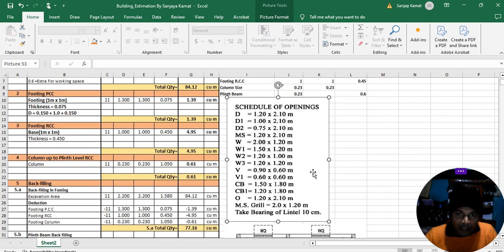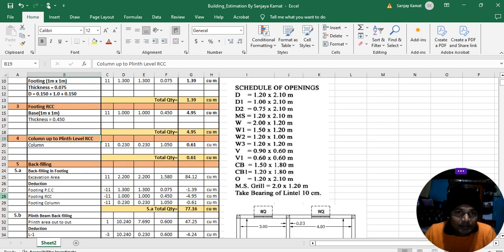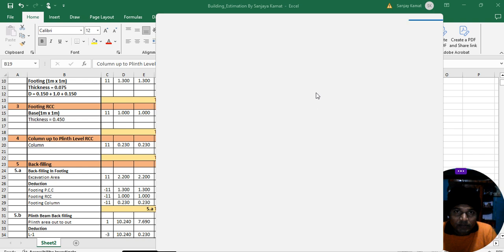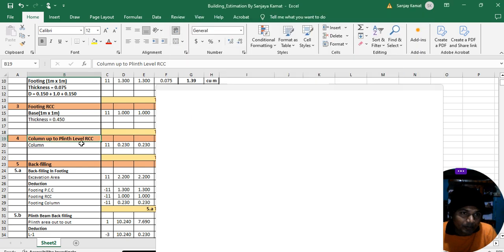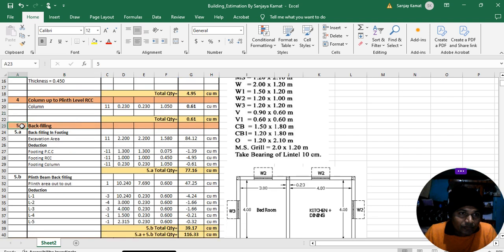Now this MS is master steel grill, so we have to do this as 1.20 by 2.10 meter. So all this we will estimate one by one. Now we have come up to point number 4. You can see the calculator is still not opened. Now we have come to point number 5.